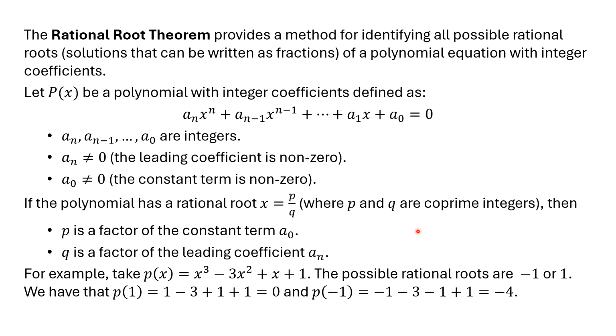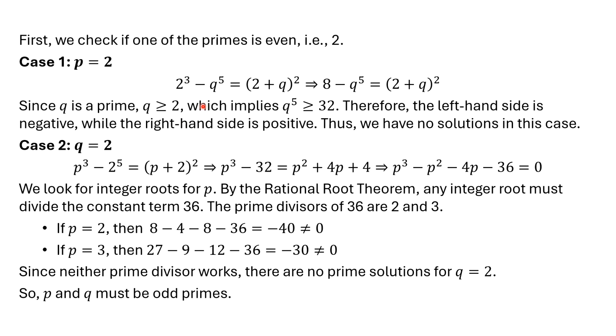Okay, so let's use this in our solution to the problem. Let's start looking at some cases and see if we can exclude anything. We'll start with the case p equals 2 or q equals 2. If p equals 2, plugging that into our equation, we get 2 cubed minus q to the fifth equals 2 plus q squared. Notice this is positive. However, on this side here, since q is a prime, q is greater than or equal to 2. When you raise 2 to the fifth power, it's 32, and that's the smallest it could be. So this is going to be negative, and therefore we can't have a solution here. So for p equals 2, there's no solution, so we can exclude this case.